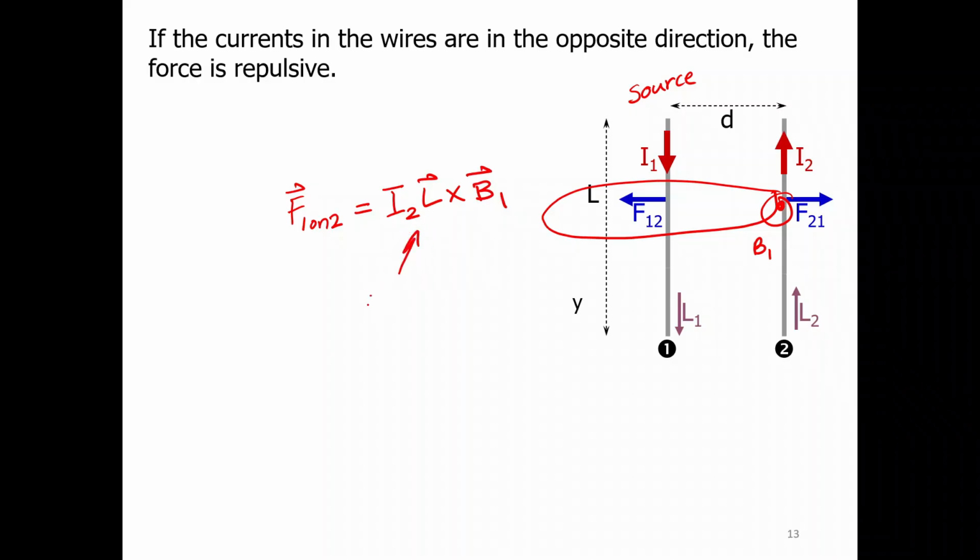So I put my fingers in the direction of I2, which is towards the top of the page. Now my palm is facing out of the page, and my thumb now points to the right. So the force of wire 1 on wire 2 points to the right, and the force of wire 2 on wire 1 points to the left. So those are now repulsive forces. I do suggest you take a look at the video that shows that the wires do actually move in those directions. Kind of fun.